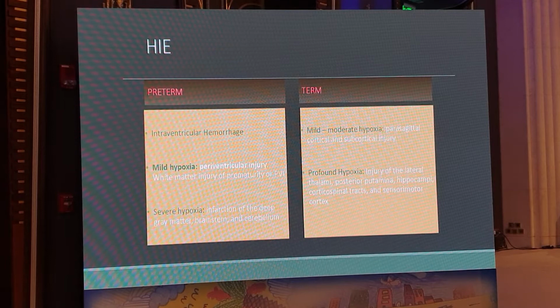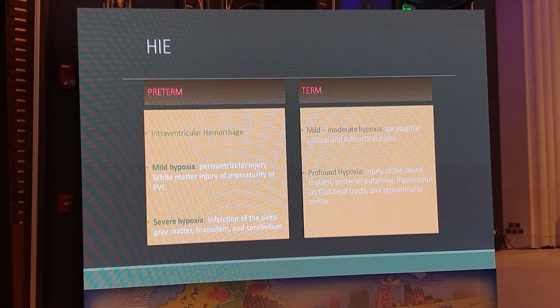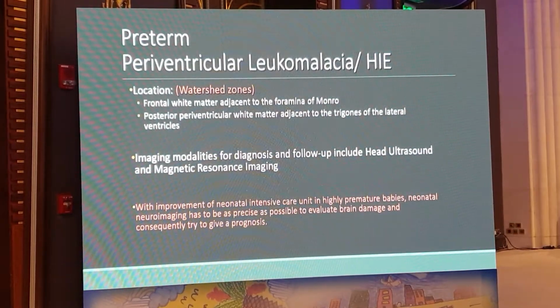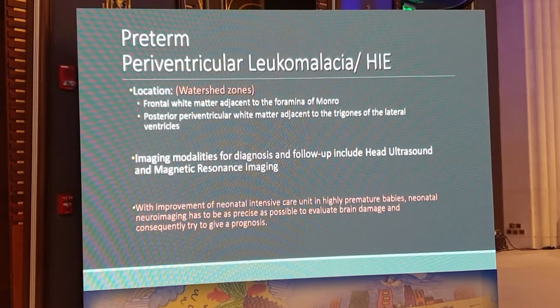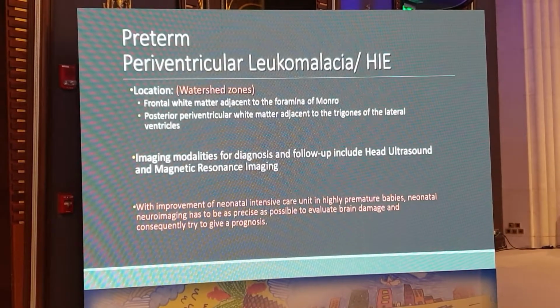I will talk about periventricular leukomalacia, or hypoxic ischemic insult of the preterm brain. It's divided into mild to moderate hypoxia related or profound hypoxia. So periventricular leukomalacia basically is the mild to moderate form of HIE in the preterm, usually located in the watershed zone. So the watershed zone in the preterm will be in the frontal periventricular area, close to the frontal horns, or in the periventricular peritrigonal region.